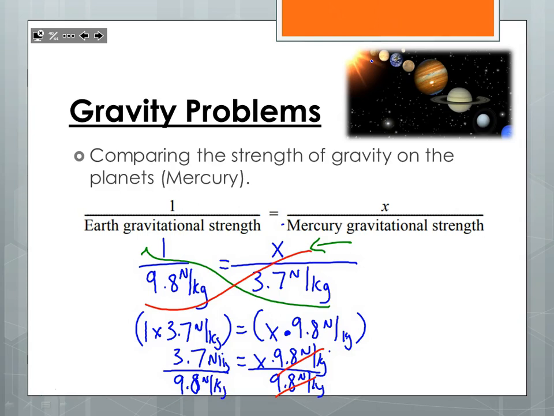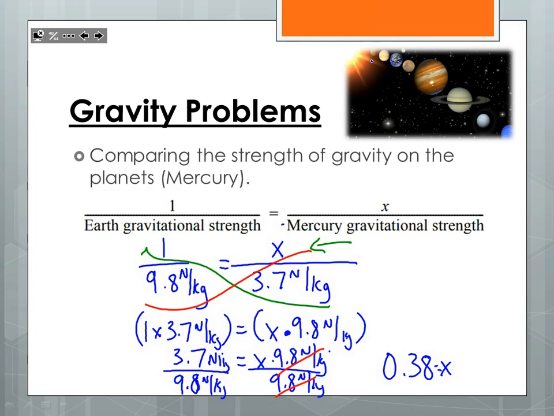And so 3.7 divided by 9.8 is 0.38, which equals X. And we're basically just saying that the results tell us that Mercury's gravitational strength is a little more than a third of Earth's. Or we can say Mercury's gravitational strength is 38% as strong as Earth.